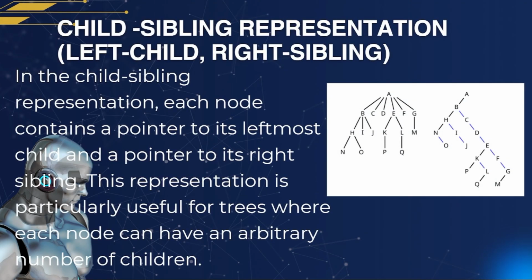Then we have child siblings representation. Left child, right sibling. So the child sibling representation, each node contains a pointer to its leftmost child and a pointer to its right sibling. This representation is particularly useful for trees where each node can have an arbitrary number of children. So, here ko no, a child na sad, child na sad. Then, a child na sibling, sibling. So, this can be used where each node can have arbitrary number of children.